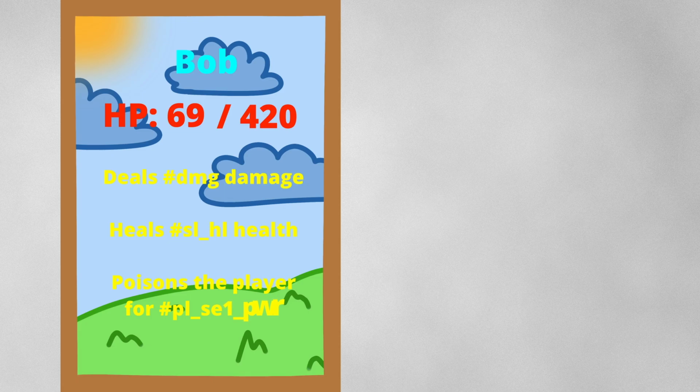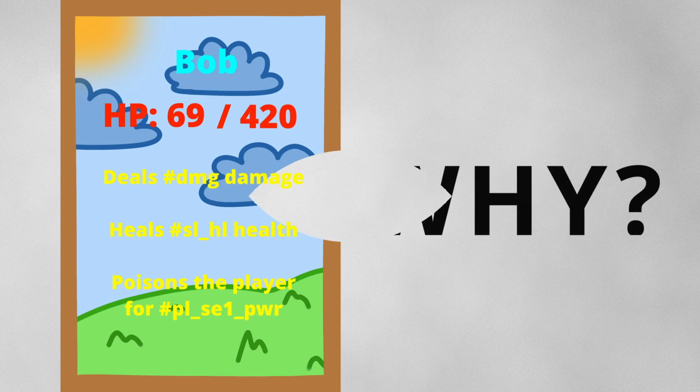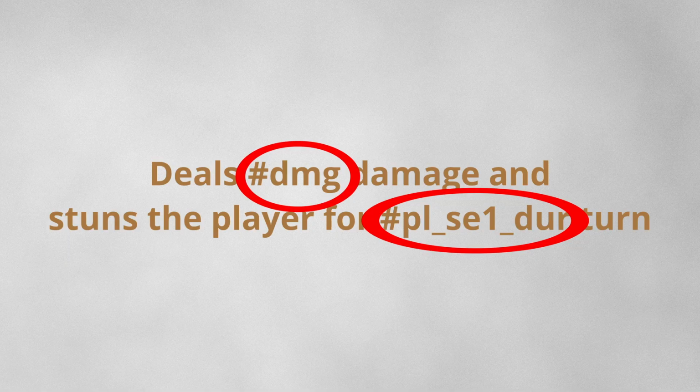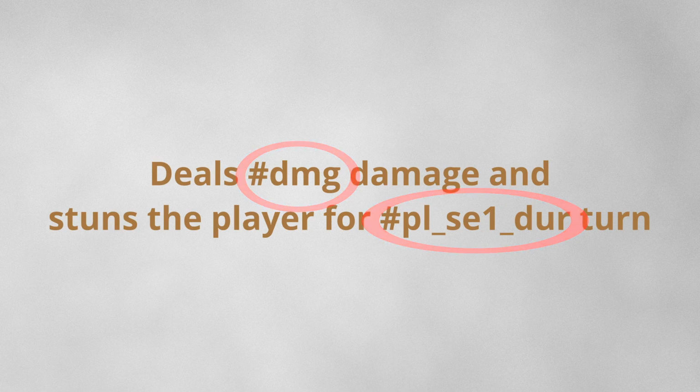Why doesn't it just obtain the whole description instead of just the format? That's because there are multiple points in the description where the text needs to be replaced, such as damage or healing amounts. So instead of writing something like "deals 100 damage and stuns the player for 1 turn", it'll be written as this. The keys this and that will be replaced with the corresponding data values. So if I choose to increase the stun duration, then I don't need to rewrite the descriptions.